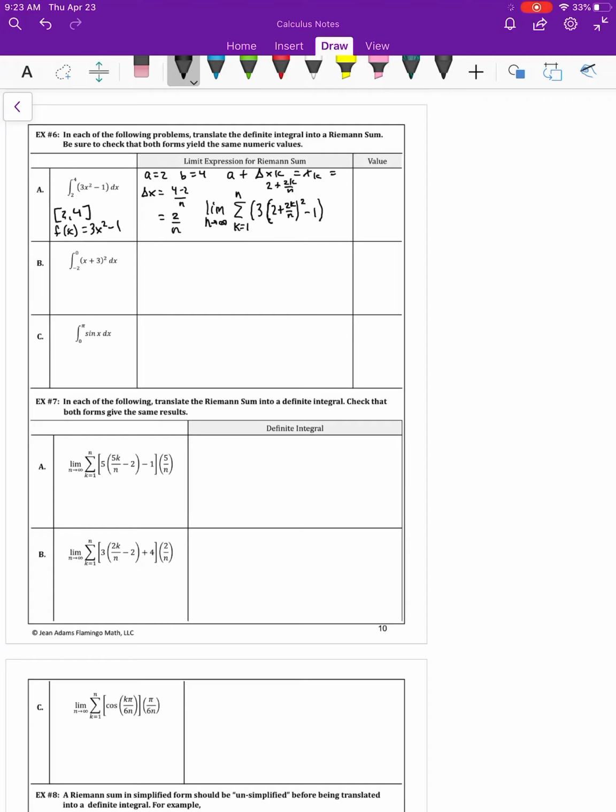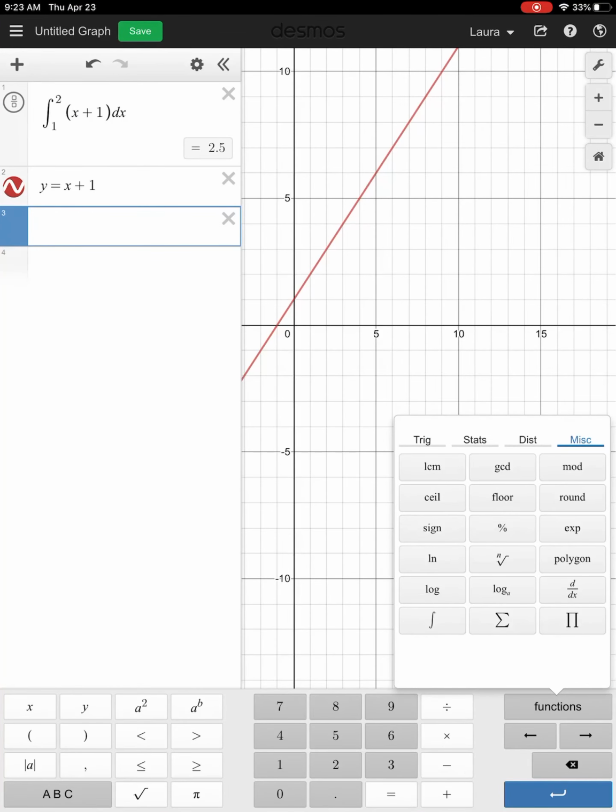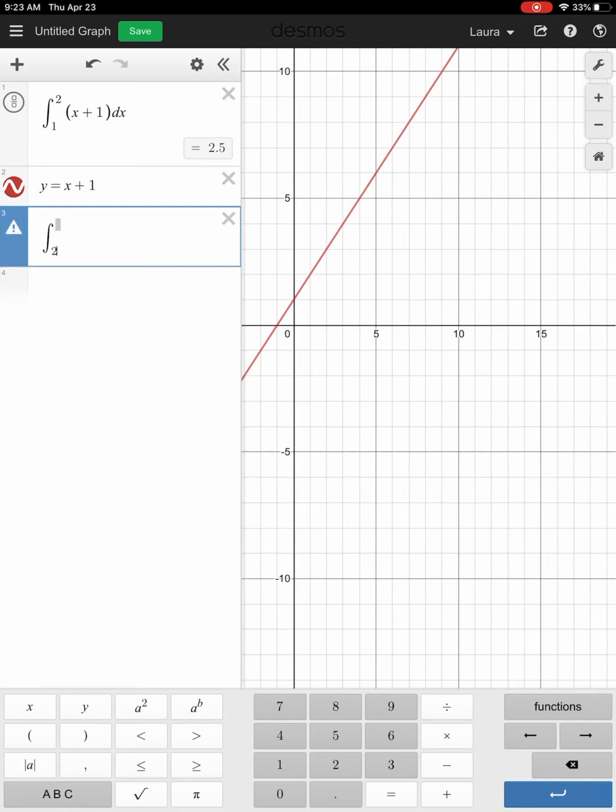This is going to be 3. Oh, shoot. I forgot to calculate this. So we've got 2 plus 2k over n, so 2 plus 2k over n squared minus 1 times 2 over n. Okay, that would be how you would calculate it.